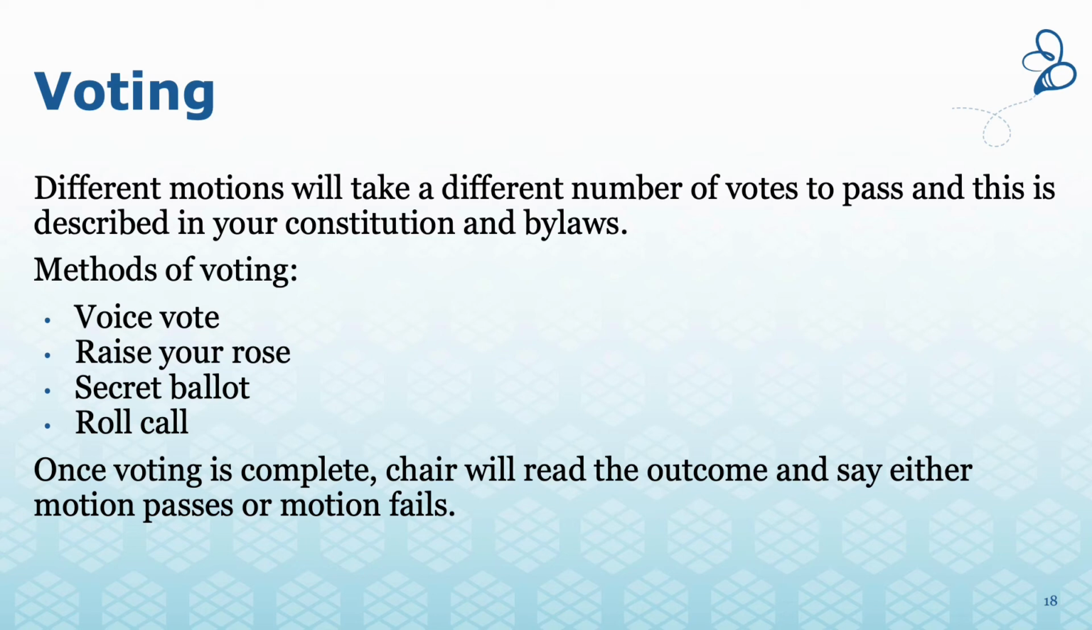So there are 4 general methods of voting that we use in the sorority. Voice vote is when you say all in favor, say aye, all opposed, say nay.